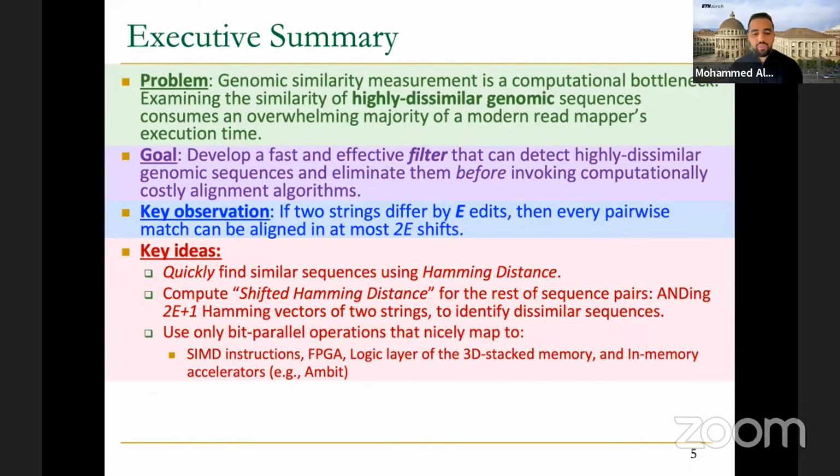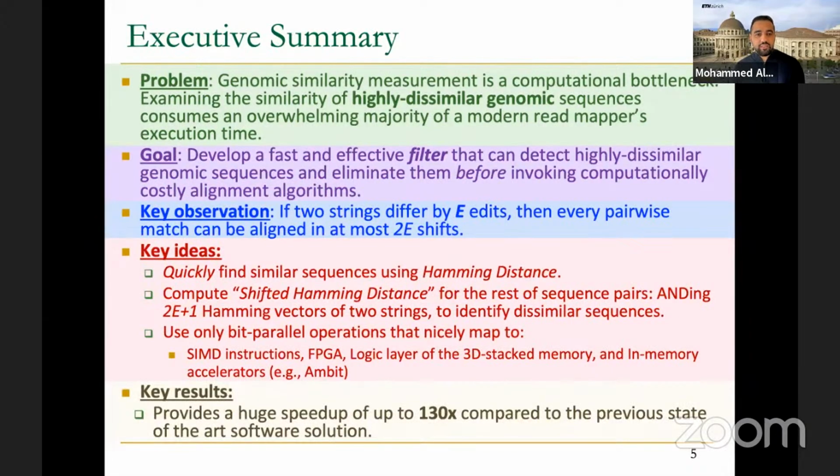Both of these two steps we apply in FPGA. Since the operation of the entire algorithm is highly parallelizable and everything relies on bit-parallel operations, this is a really hardware-friendly algorithm, so you can use any hardware platform. You have the option to use SIMD instructions, as published in the SHD paper, or you can use FPGA, or 3D-stacked memory, and so on.